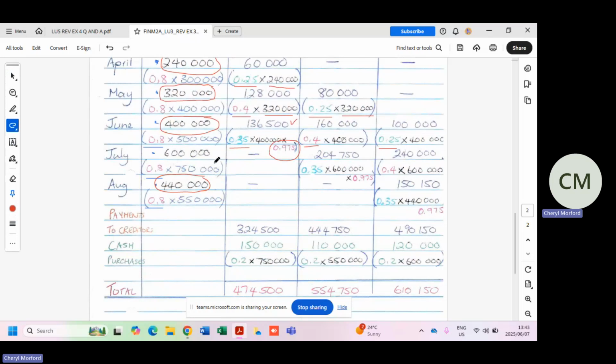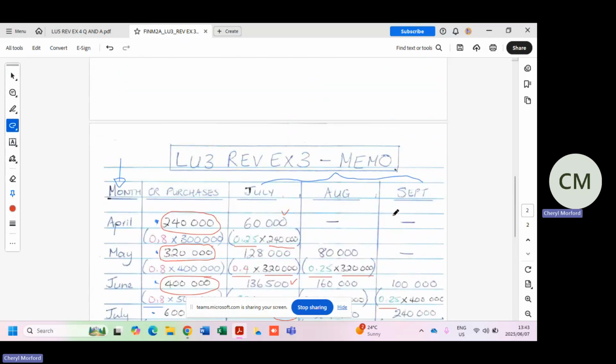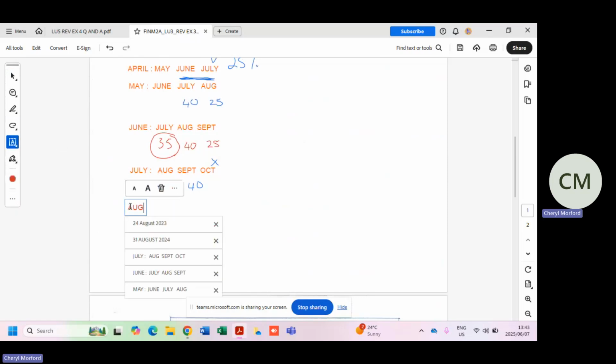So for July, it's the 750,000 changed into the credit. 80% gives me 600,000. Okay. I do not make any payment in July. We start in August with the 35% and the applicable discount. Then for September, it's the 40%, but no discount. Okay, that's that.